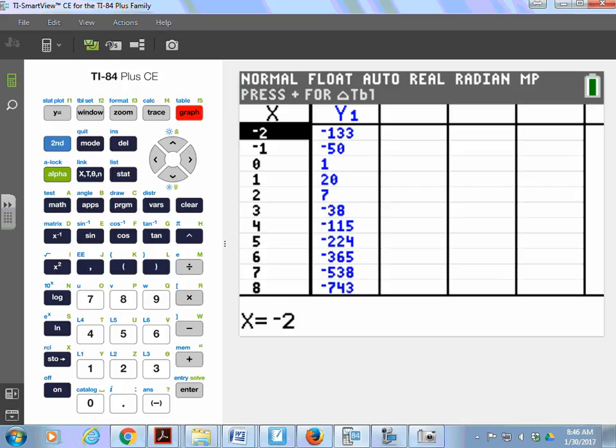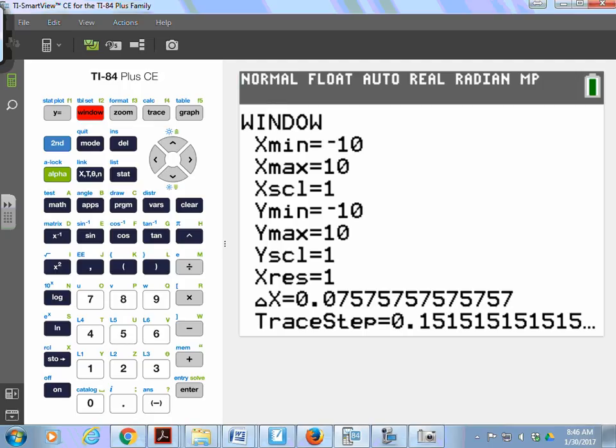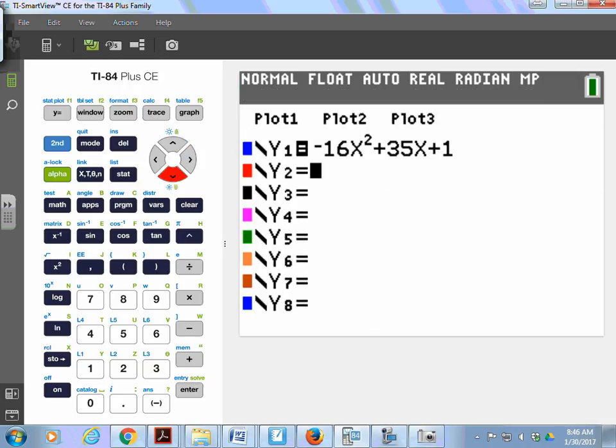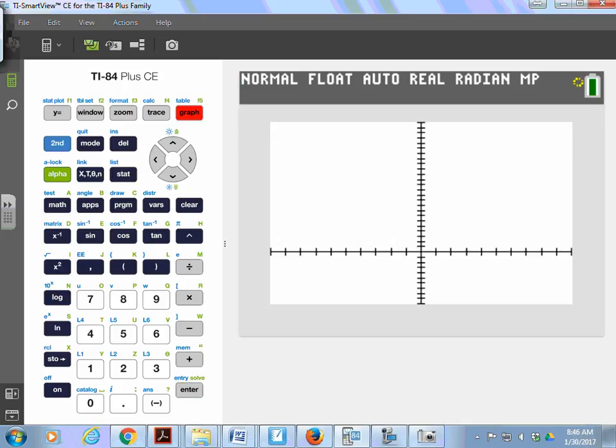Now, if I wanted to do the graph to check it, when I go to my window, I want my y max to be above 20, so I'm going to go to 25. And in my y equals, I'm going to actually put 20 in y2. This way, I can see if they're going to intersect or not. All right? And so when I graph it, we can see that it just touches it. All right? Just touches it. So that will work. So we're just going to use our graph or table to check these out.